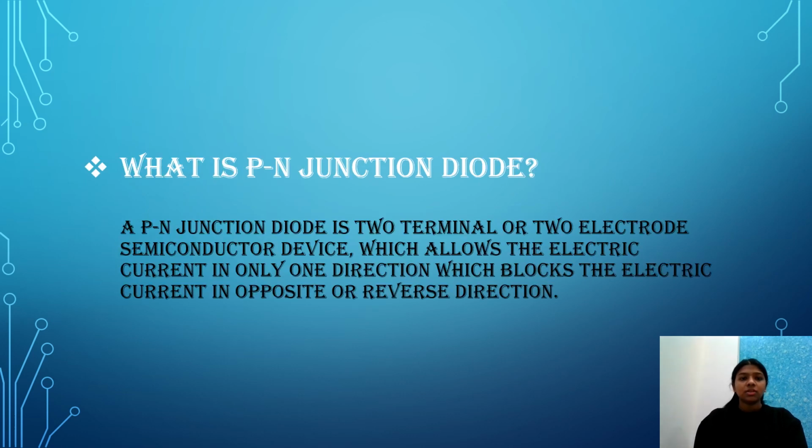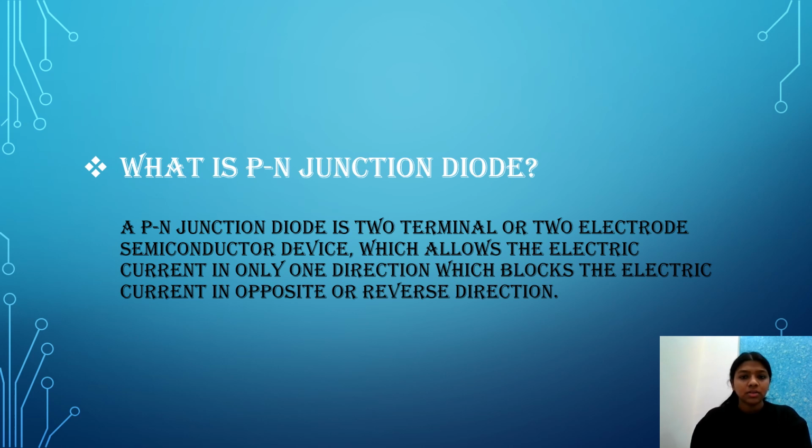What is a PN junction diode? A PN junction diode is a two-terminal or two-electrode semiconductor device which allows the electric current in only one direction, and blocks the electric current in the opposite or reverse direction. There are several types of PN junction diode.